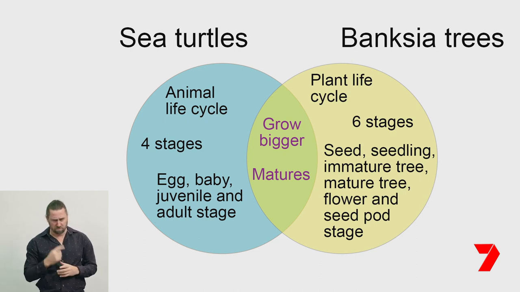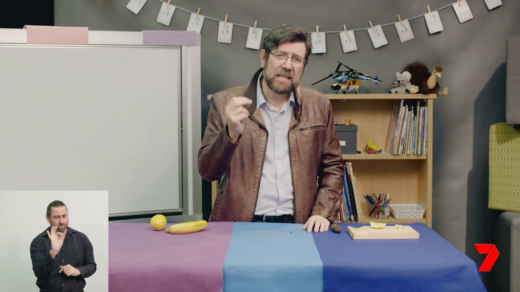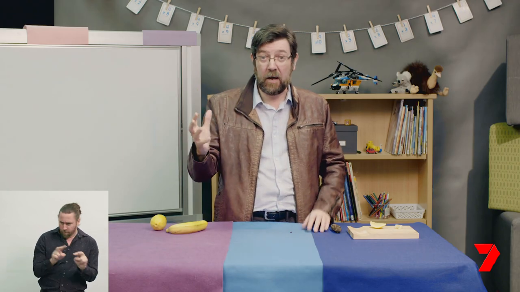Take a look at the completed Venn diagram. It shows that the life cycles can be similar, but they are not all the same. By making careful observations and comparing and contrasting two different cycles, we now have more details to use in our explanations of the life cycles of living things.